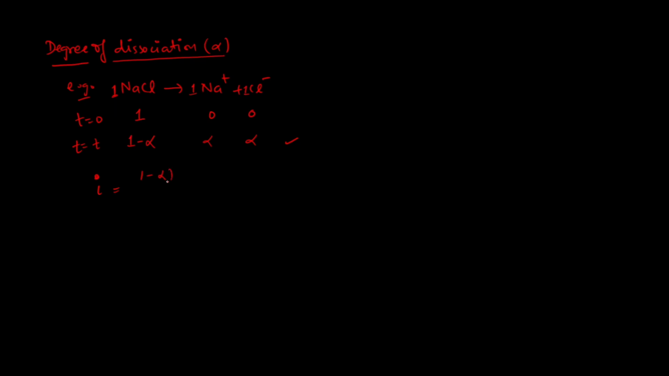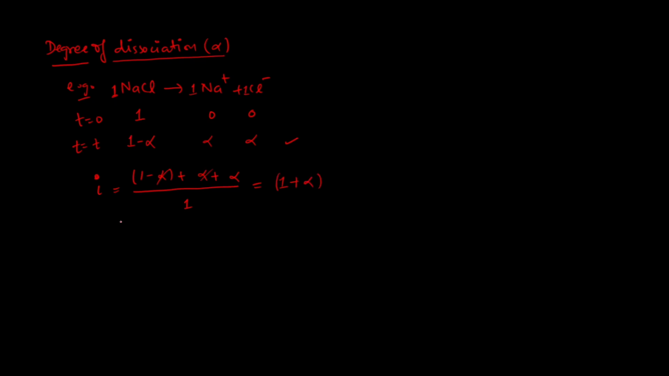So I can write 1 minus alpha plus alpha plus alpha, these two alphas and 1 minus alpha, divided by the total number of particles before association, which is only 1 because these are 0, 0. So minus alpha and plus alpha cancel out. So it is 1 plus alpha.